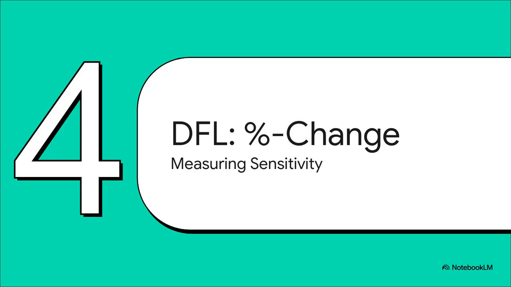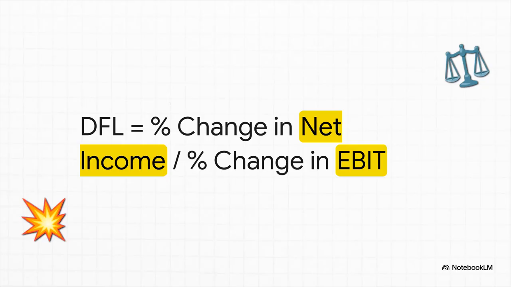Okay, let's shift gears to the second version of the DFL formula. This one is different. It doesn't look at a single snapshot. Instead, it measures the sensitivity of our profits by looking at the change between two different periods. This formula tells us how sensitive a company's net income is to a change in its operating income, its EBIT. Basically, it shows us how much a change at the top of the income statement gets magnified by the time it hits the bottom line.